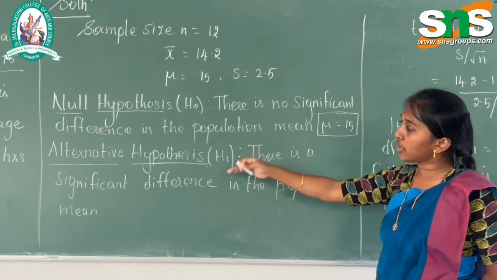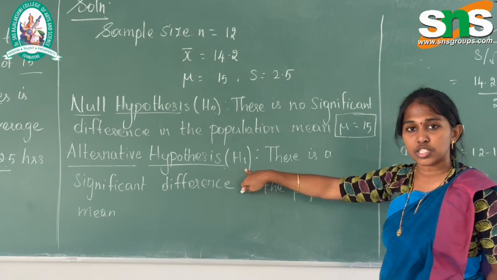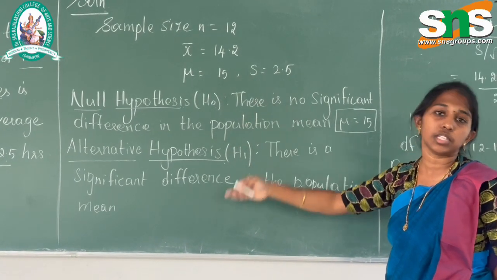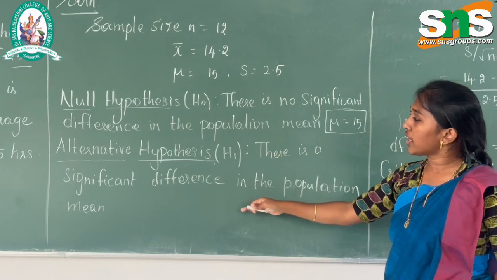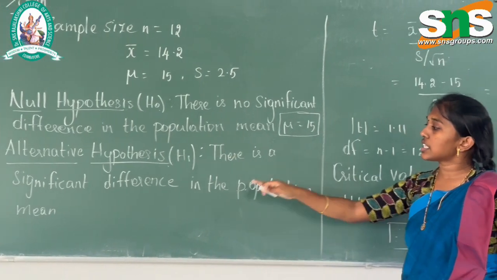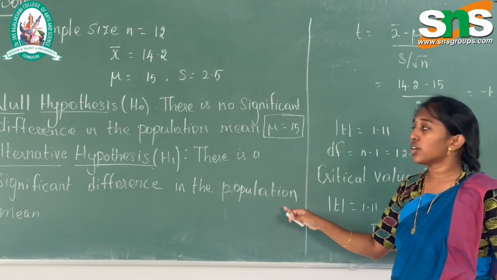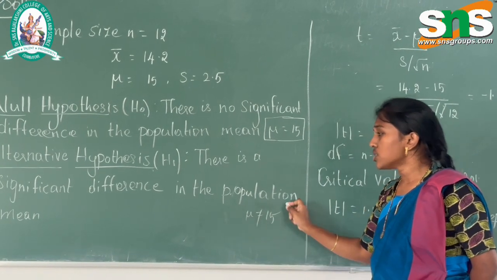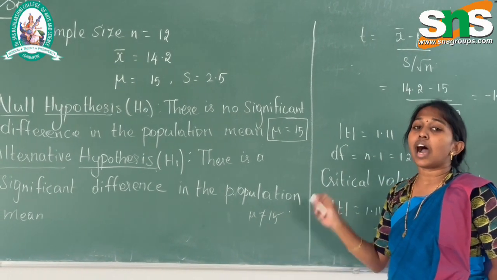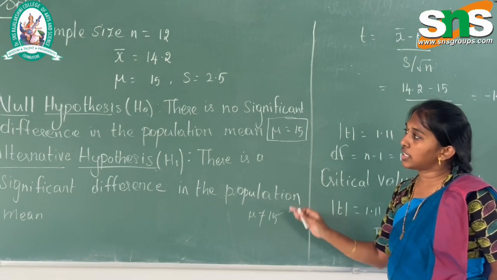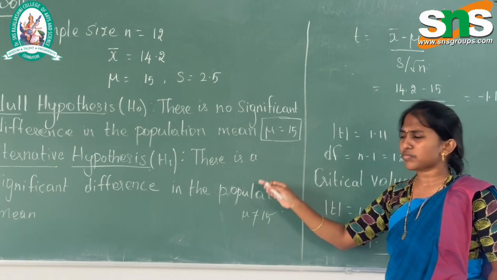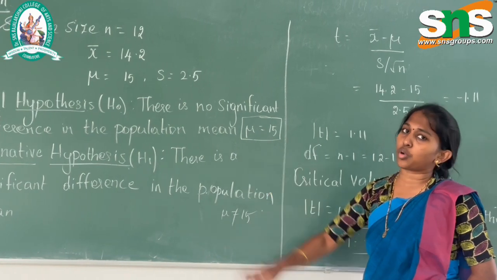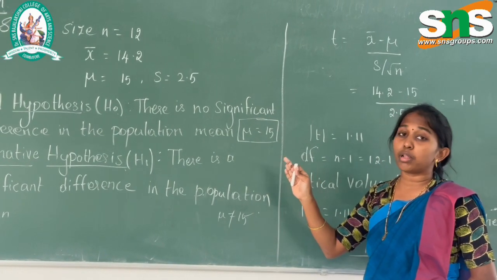Then the alternative hypothesis, denoted as H1, is the opposite case of the null hypothesis. The alternative hypothesis states that there is a significant difference in the population mean, which implies that the mu value is not equal to 15. So this is the alternative hypothesis. At last we are going to check whether the null hypothesis is correct or the alternative hypothesis is correct. We are going to find this using the t-test.